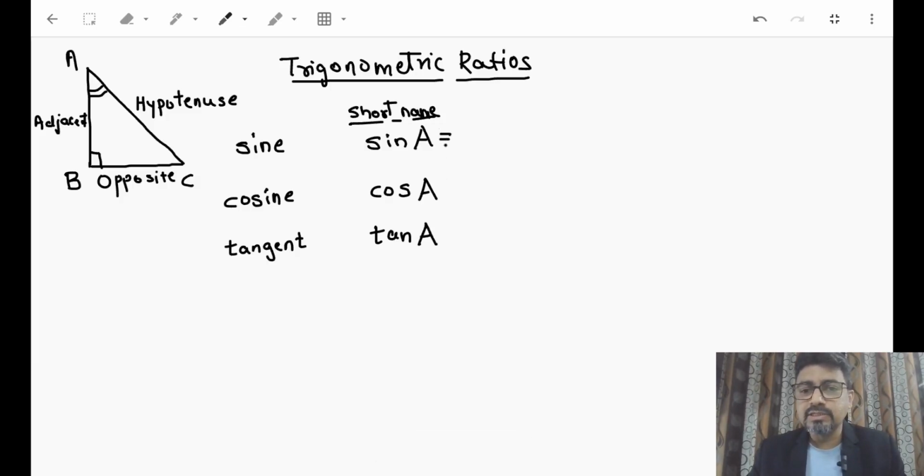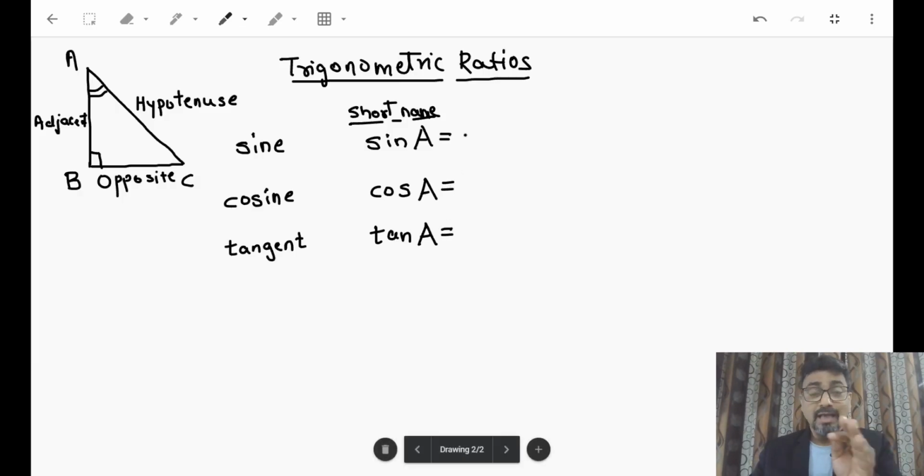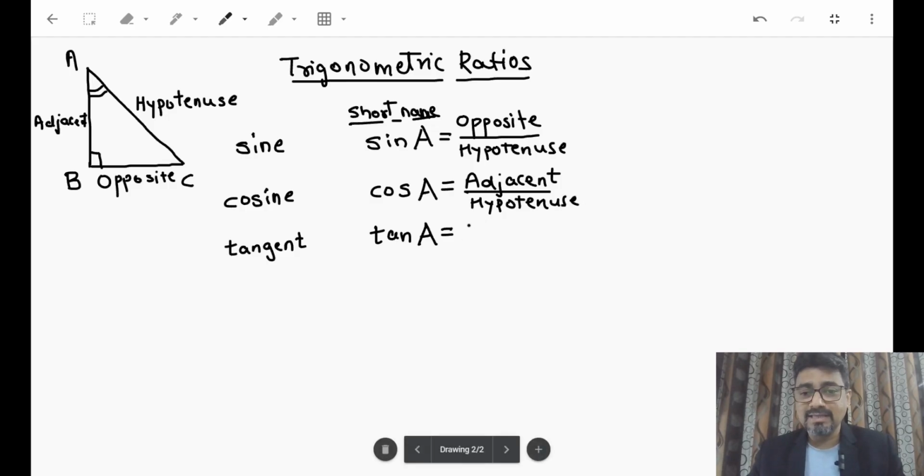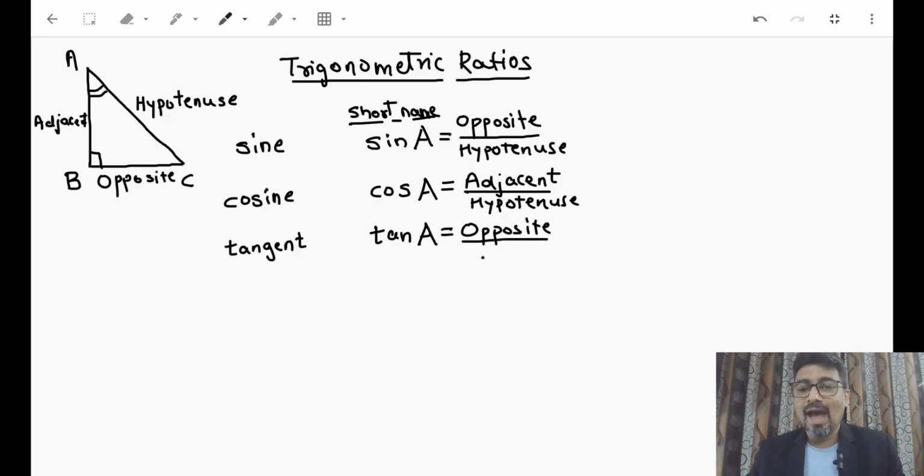Now, the definitions of each sin, cos, tan for whichever angle we consider are as follows. Sine is defined as opposite side upon hypotenuse. Cos is defined as adjacent side upon hypotenuse, and tan is defined as opposite side upon adjacent side.